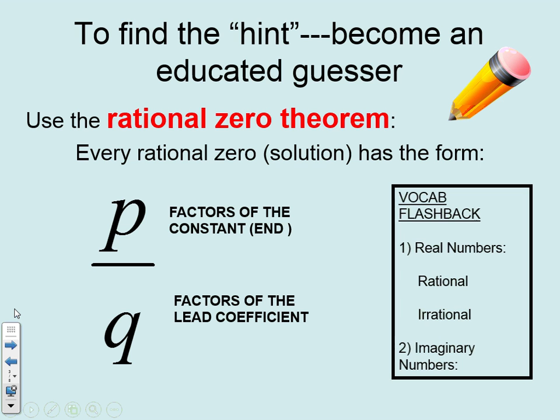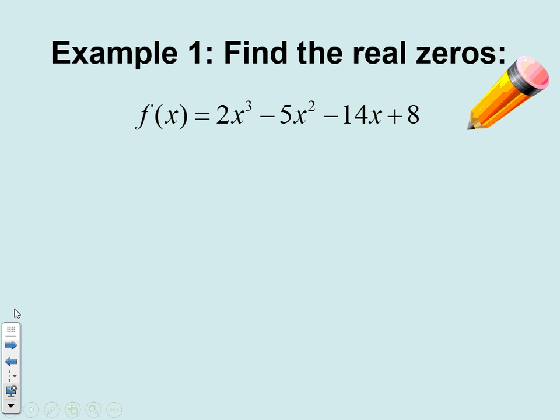Now, just to make sure we have the vocabulary correct, before I move on, there's 2 categories of numbers, real numbers and imaginary. Remember, imaginary is your I numbers. Your rational numbers are numbers that can be written as a fraction, and irrational numbers are numbers that can't be written as a fraction, like the square root of 2 or pi or the square root of 3. Okay, so what we're doing today is we're finding all those rational zeros, all the zeros that are possible that are in fraction form. All right, so let's find all the real zeros of this polynomial.